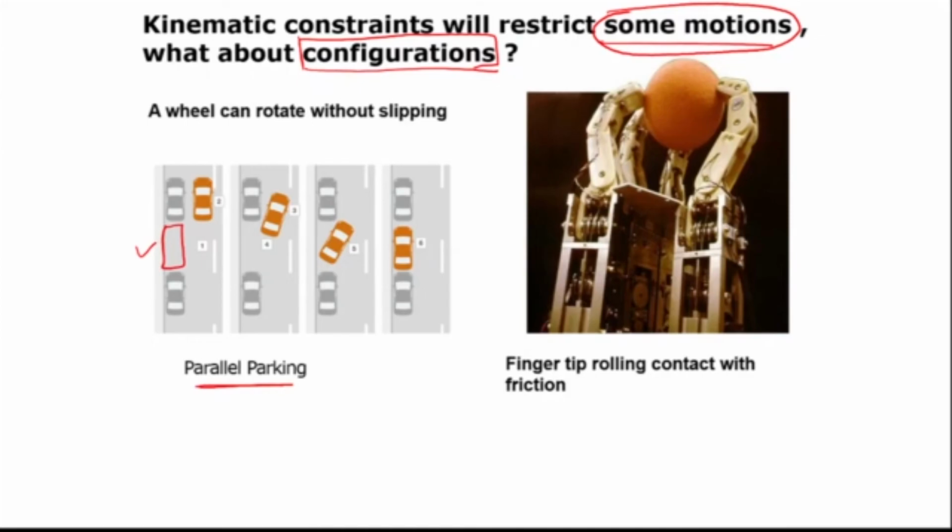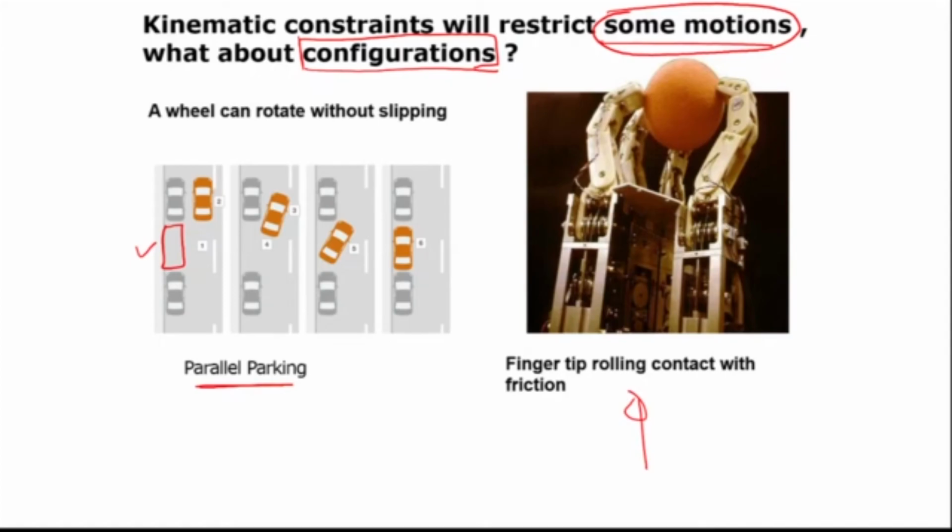We'll see that although there are kinematic constraints, the system is fully controllable. That means it is possible to go and obtain any configuration, may not be in one motion, but in a series of motions. That is interesting. Now, this is another example, fingertip rolling contact with friction.